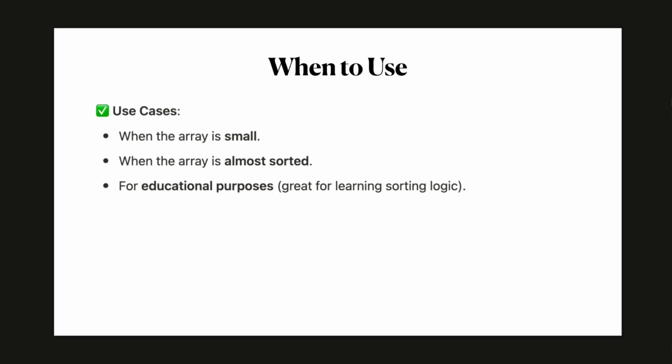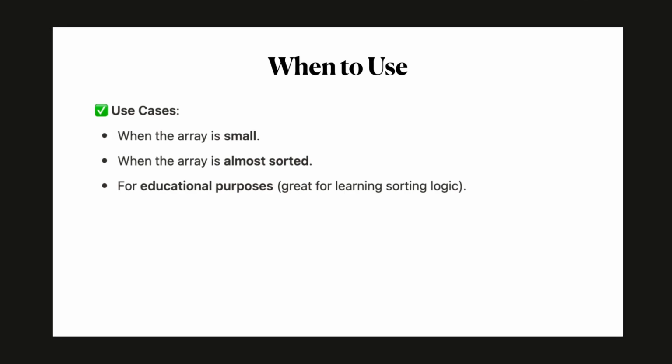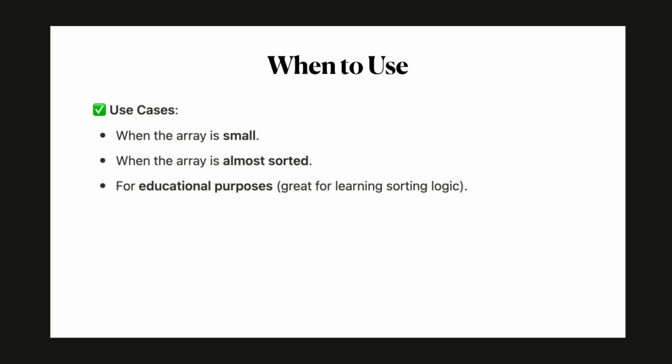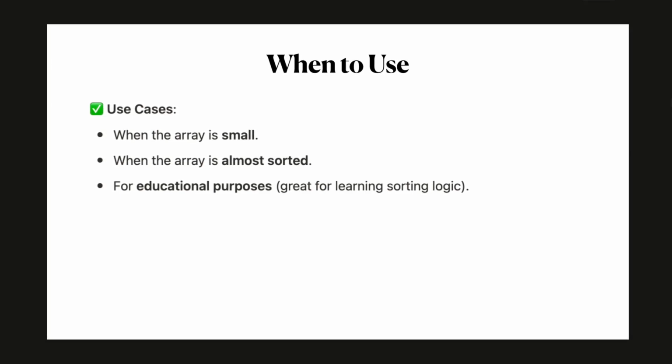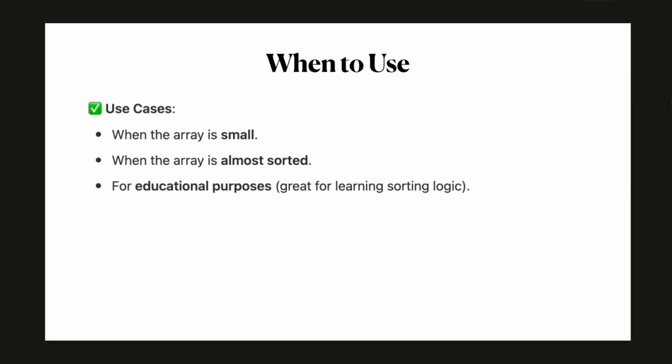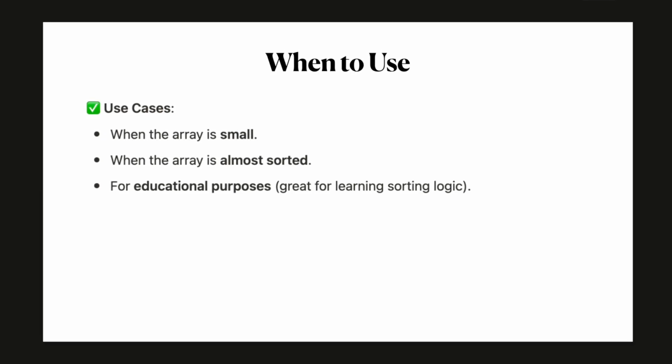When to use bubble sort? When the array is small, for example 10 or 20 items, we can easily adopt bubble sort, because n square for 10 items means a maximum of 100 iterations. If it is 1000 items, it will take lots of time. So it is not suitable for larger data sets.